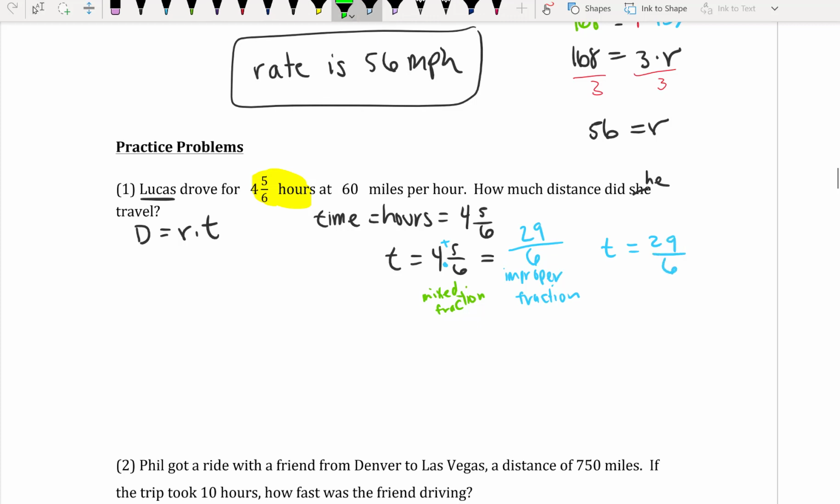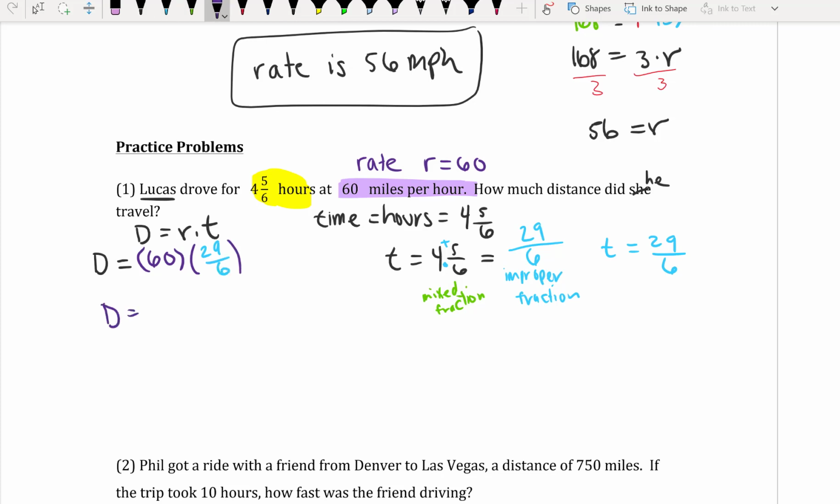I also have my 60 miles per hour. That is my rate. So that tells me that r is equal to 60. So I'm going to plug in my values here. The distance is I don't know. I'm trying to figure that out. But I know that the rate that was given to me was 60. Now I'm going to multiply that by my time. Now I'm going to multiply or plug in the improper fraction, 29 over 6.